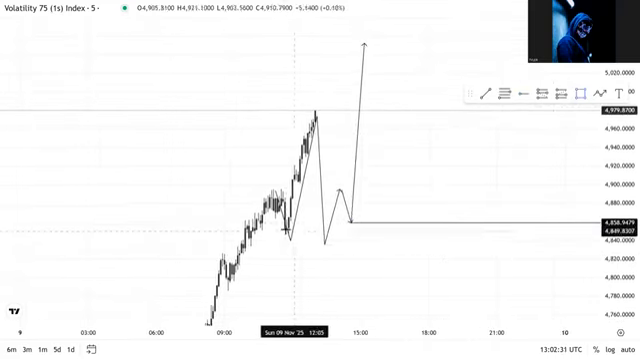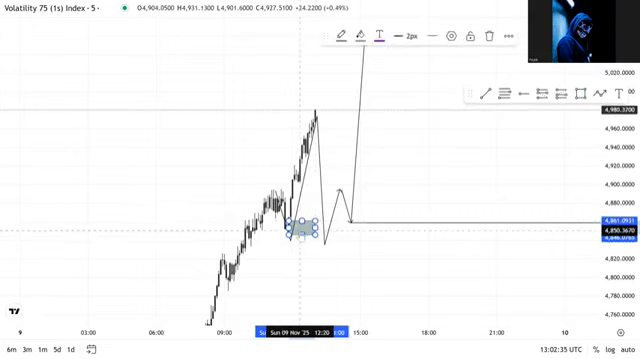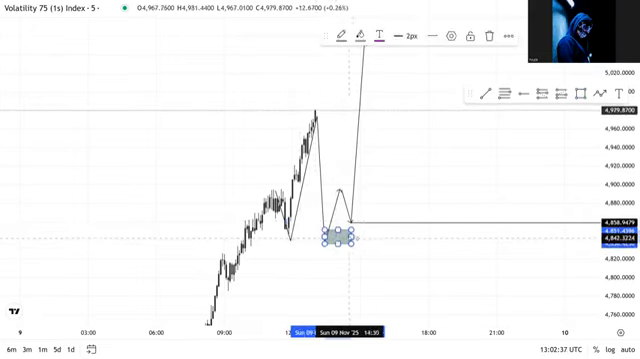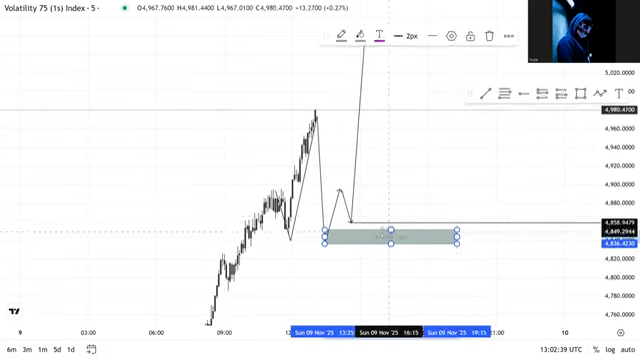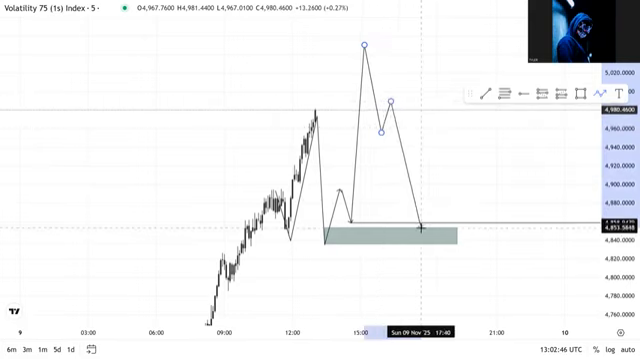Where's my entry? It can be on the Quasimodo, the QMR, or you can use the other block. It doesn't matter, right? So something like this now. Once price does something like this, what am I going to be looking for? For price to come down and give me what? A confirmation.